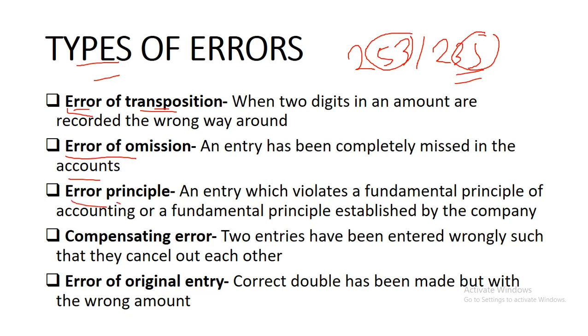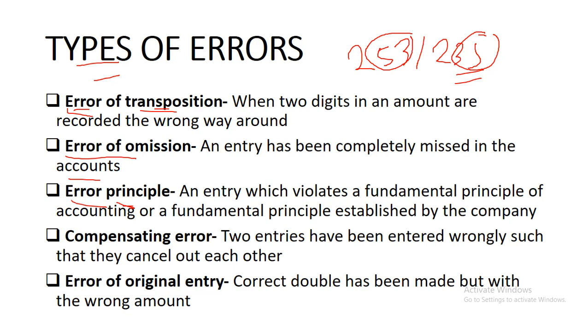Then we've got an error of principle. What is an error of principle? An error of principle results when an entry violates the fundamental principle of accounting or a fundamental principle established by the company. The fundamental principle of accounting is that when we make a sale, we have to record a sale. But here's this bookkeeper who makes a sale, but records it as a purchase. That's an error of principle. It has violated the fundamental principle of accounting.